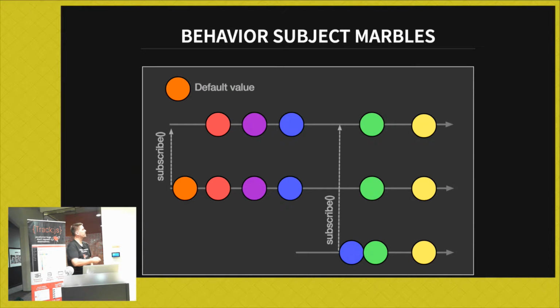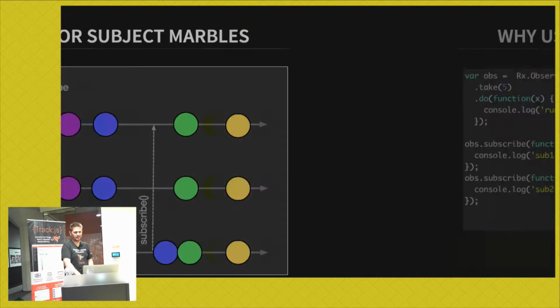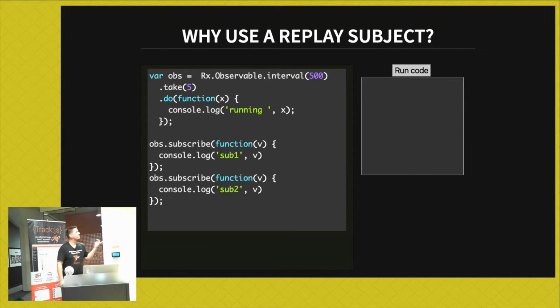So here's the marble diagram. We have our default value. If you subscribe immediately, you get the default value and every subsequent event. If you subscribe later, you get the last event, and then every subsequent event. So why is this even helpful? Why do I bore you with this? We're going to use it.